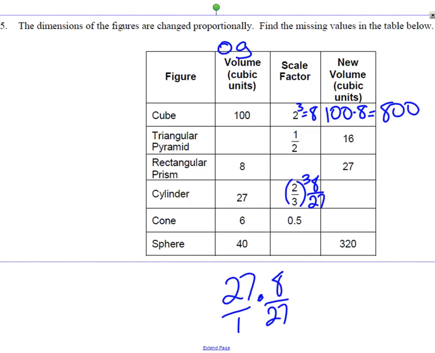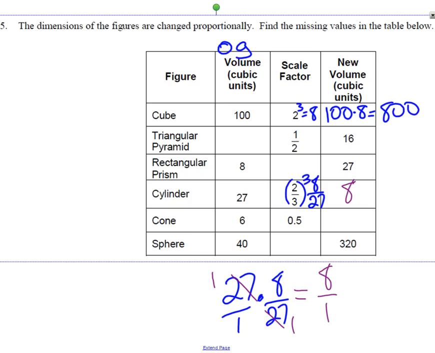So now this works out to 27 times 8 over 27. Now we could multiply this out, but if we think about this, if we do 27 times 8 and then divide by 27, that's going to cancel out. So we can simplify diagonally. 27 and 27 simplify to 1 and 1. That makes it a lot easier, because 1 times 8 is 8. So if we have a volume of 27 and a scale factor of 2/3, our new volume is just 8.